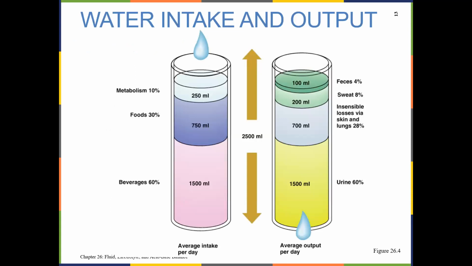If you're visual, this shows you where it's all gone. Bottom line is 2,500 mils of water in, 2,500 mils of water out. We lose about 1.5 liters in our urine, and we replace 1.5 liters in what we drink. So those are the two big ones right there. Foods are about 30% of our water source. We lose water breathing out moisture out of our lungs. But we stay balanced pretty much on a daily basis.